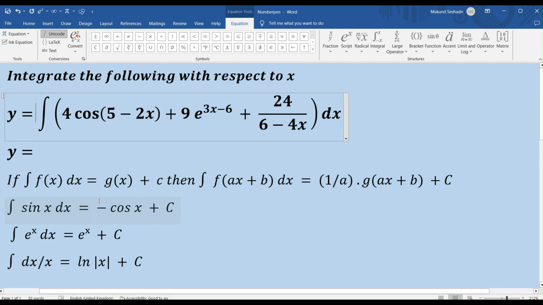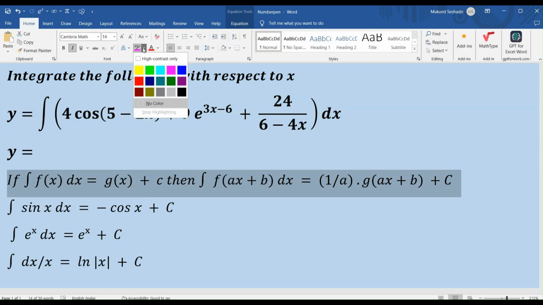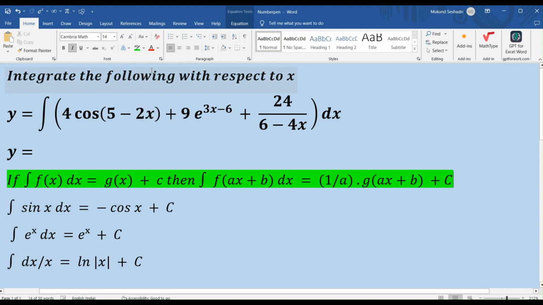So first function, first I have cos of 5 minus 2x, right? Again, I'm drawing a parallel to this particular rule I have written. Let me highlight this in green. So let's pick that up first. And in place of cos of x, I have cos of 5 minus 2x, right? So I want you to draw a parallel with ax plus b. So what is my a? My a is minus 2, right? And my b is plus 5, right?